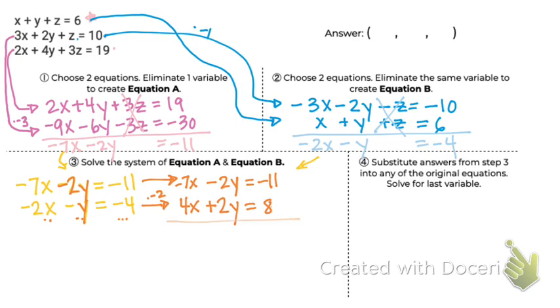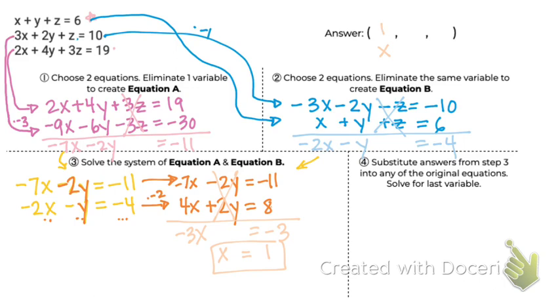Now when I add these 2 equations, notice the y's are eliminated. How many x's do I have? And it equals negative 3. Now when I divide both sides by negative 3, I see that x equals 1. We have our first answer. This is our x, our first one.